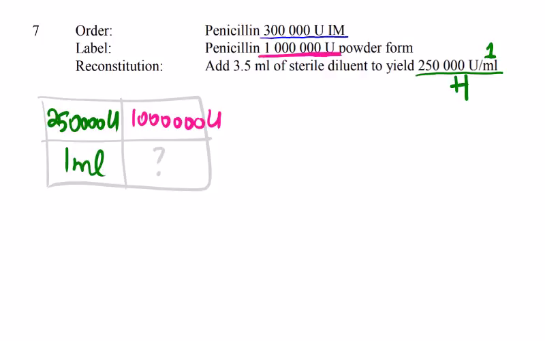So we need to calculate the answer. Well, we can do some mental calc here. 250,000 goes up to 1 million. So how many times bigger is that? 250, 500, 750, 1 million. So it's 4 times bigger. So that means the mils have to also increase by 4 times. So that means we are expecting 4 mils for an answer.